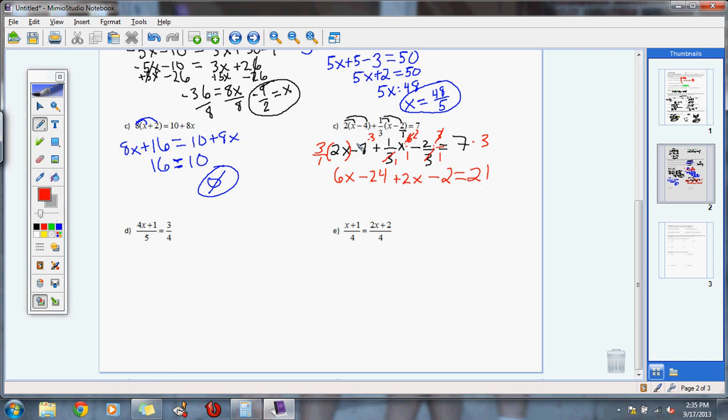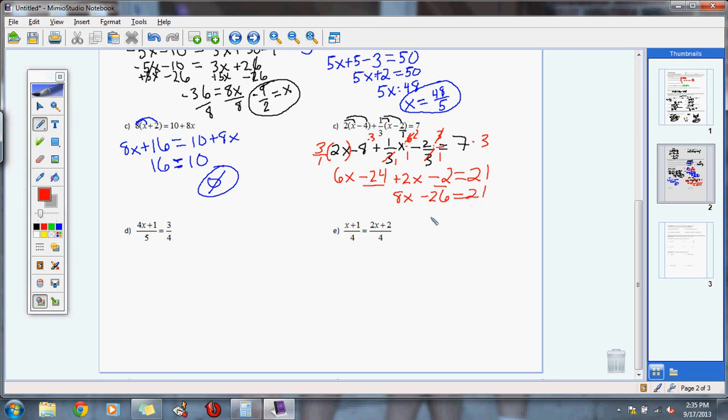Again, it's definitely tricky to get to here. You had to distribute and then multiply everything by the common denominator. But once you're here, we can fly. 6x and 2x combine together to give me 8x's. Negative 24 and negative 2 gives me negative 26.